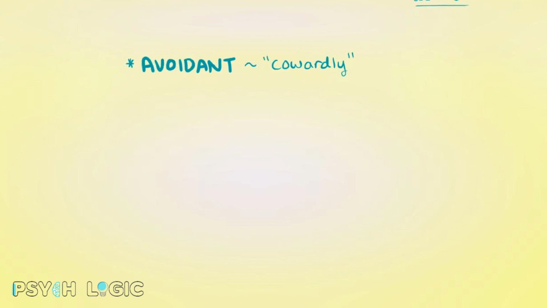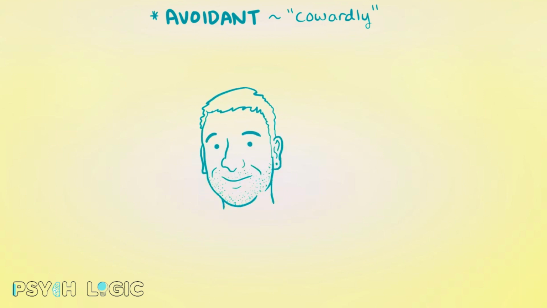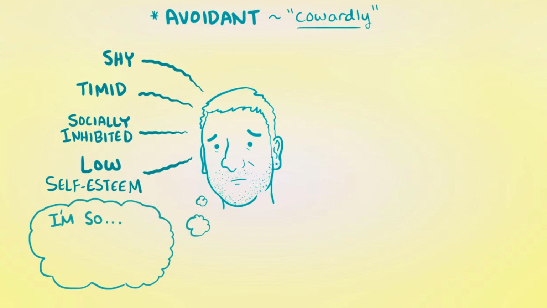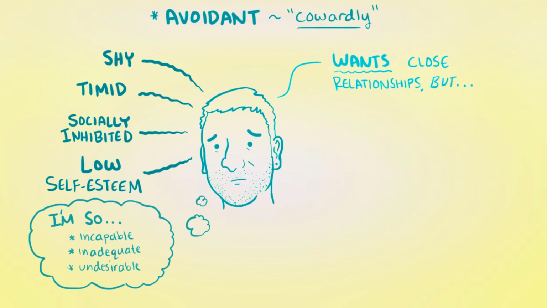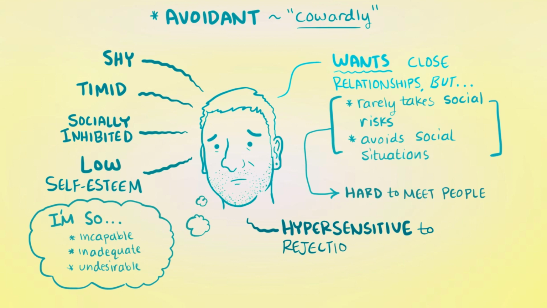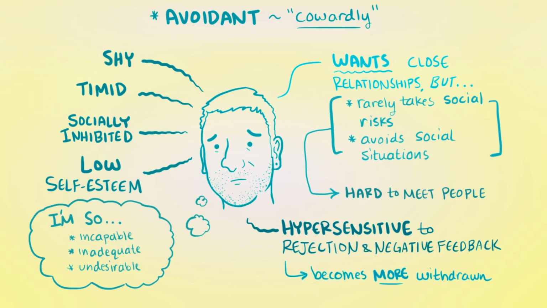Okay, so let's start with Avoidant Personality Disorder, associated with the word cowardly. These individuals are shy, timid, and socially inhibited, with extremely low self-esteem and see themselves as incapable, inadequate, and undesirable. These people want close relationships with others, but rarely take social risks and avoid social situations, which makes it hard for them to meet new people.